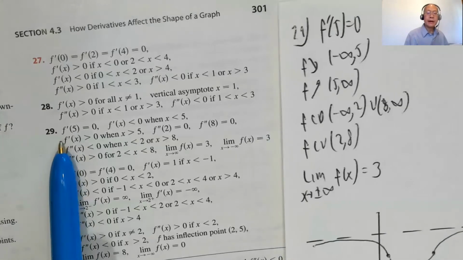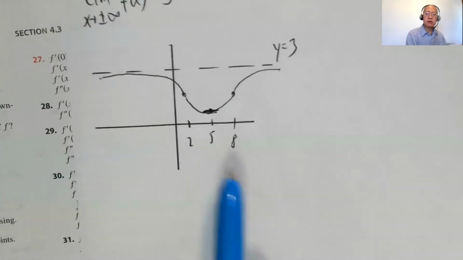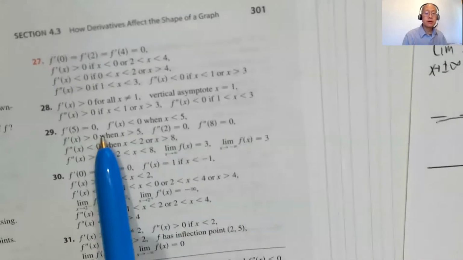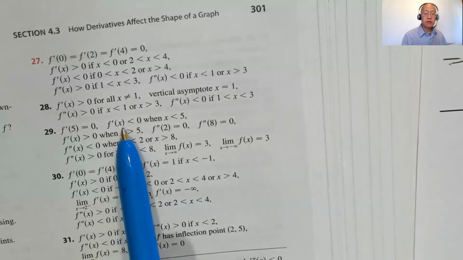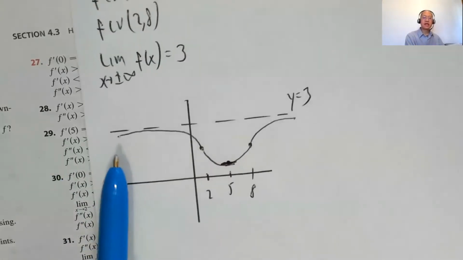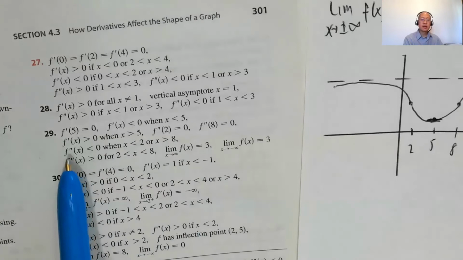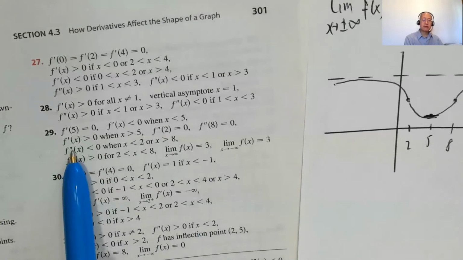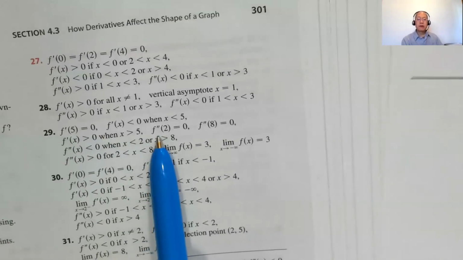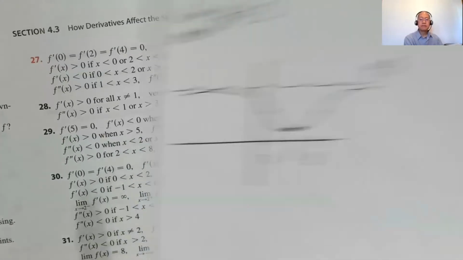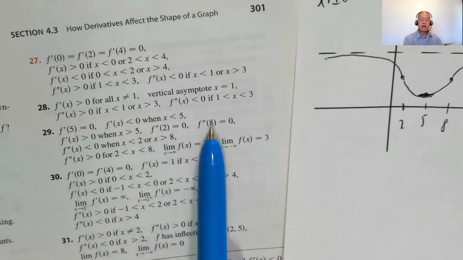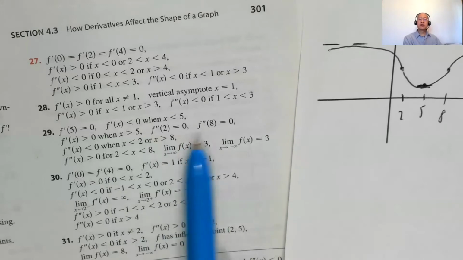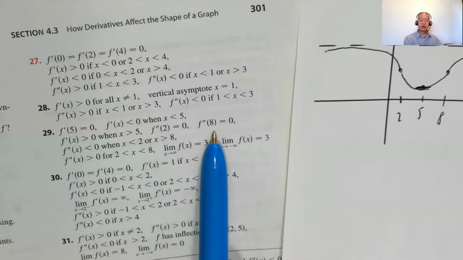Problem 29. F prime of 5 is 0. Slope is 0. F prime of x is less than 0 when x is less than 5. So decreasing until I reach the 5. And then increasing after that. F prime greater than 0 when x is greater than 5. Okay, increases. F double prime of 2 is 0. F double prime of 8 is 0. Right. So these might be inflection points, and they are.